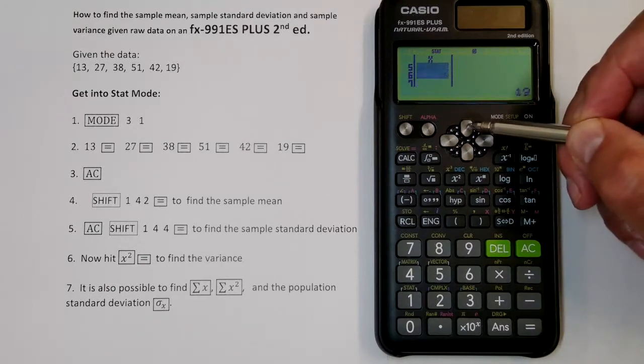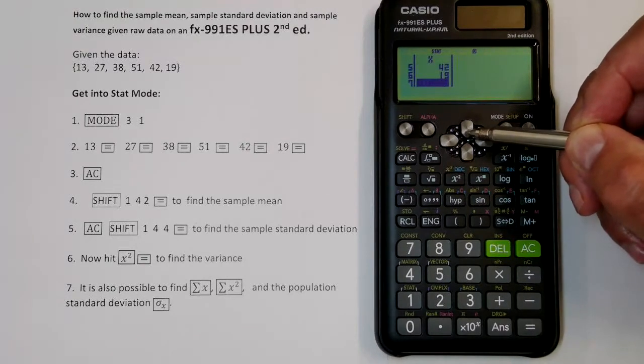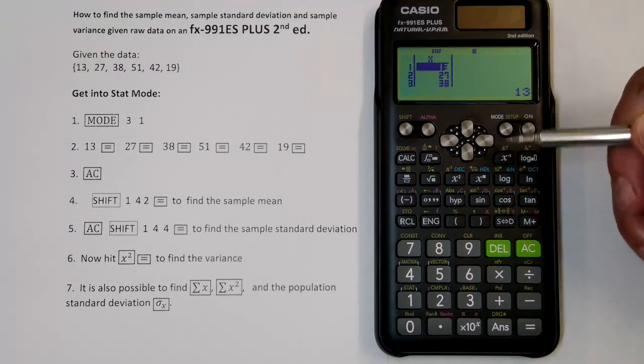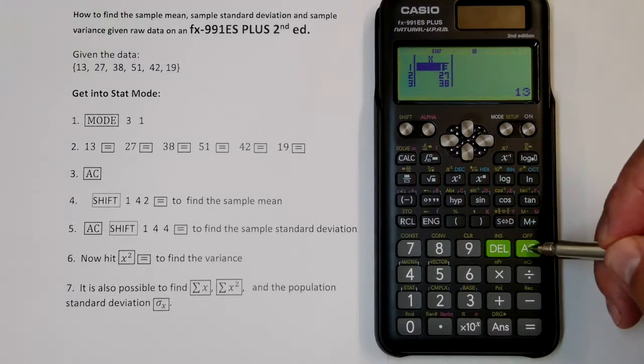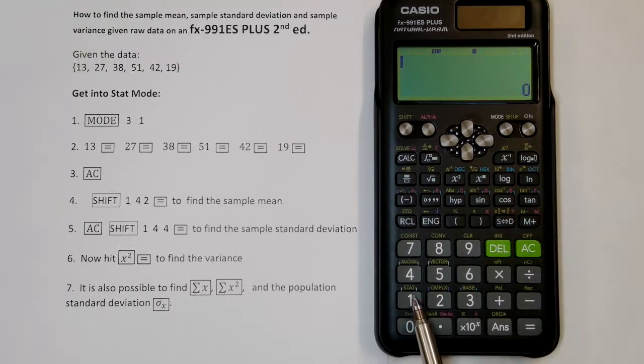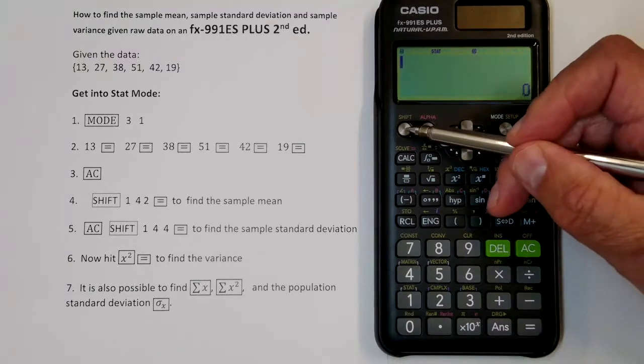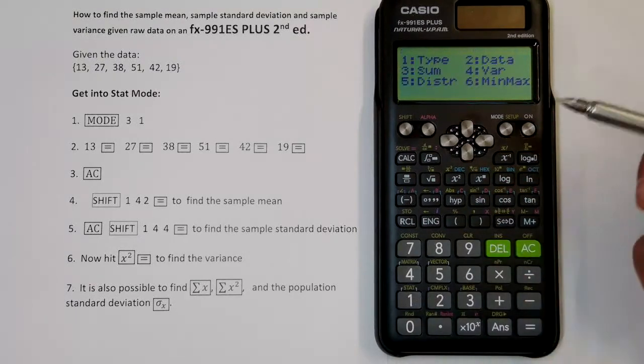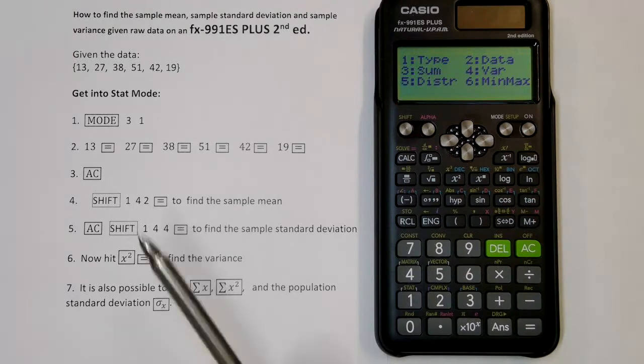If you look up, you can see all those numbers. You can see everything. So what we do is hit all clear, and now above the number 1, it says stat. So Shift, Stat, and it has 6 different things that you could choose from. What we are interested in is sample mean, sample standard deviation, variance. I'm going to show those to you first.